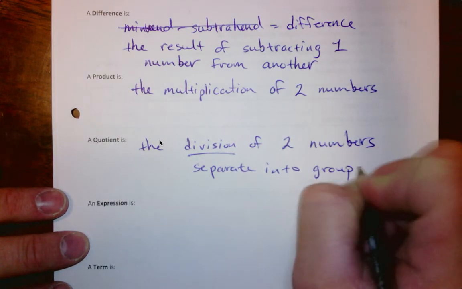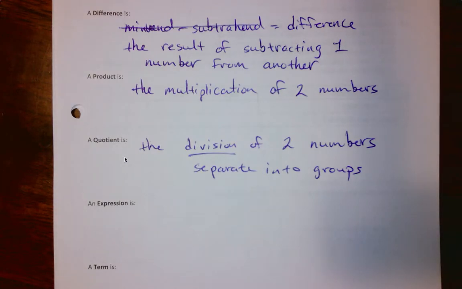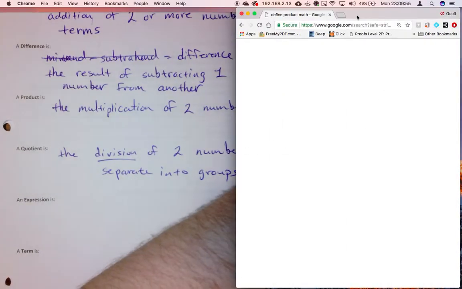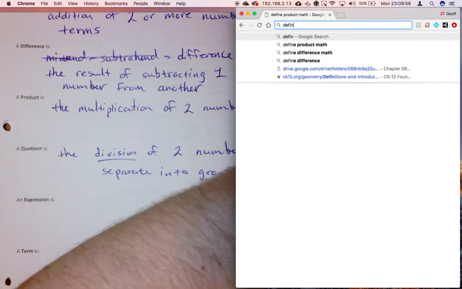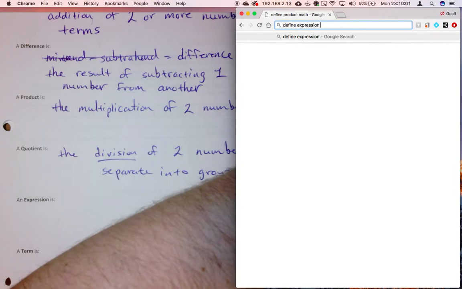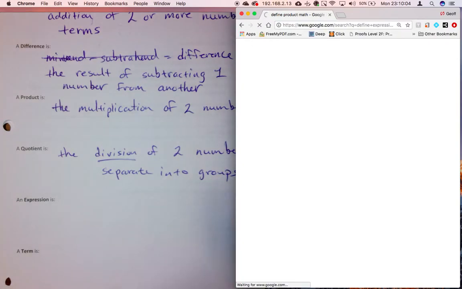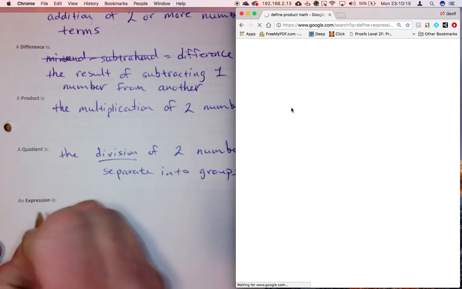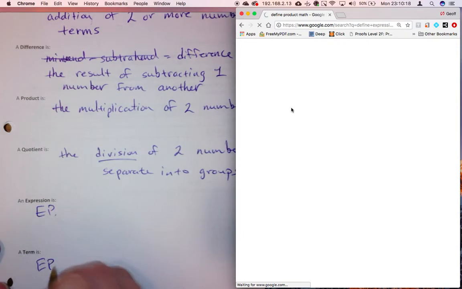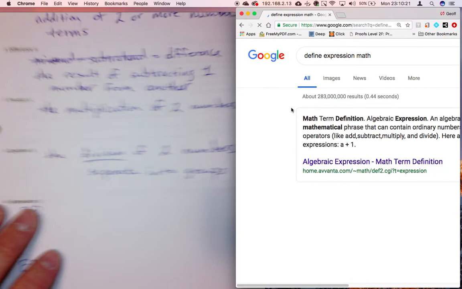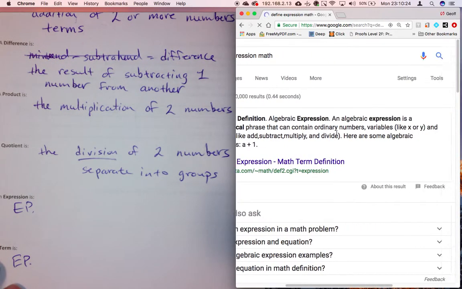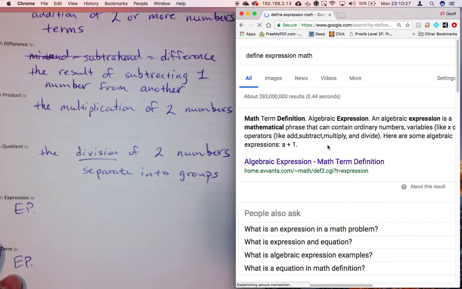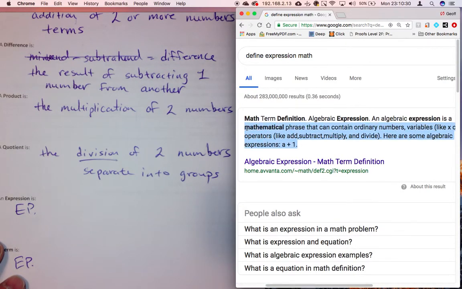Okay. An expression. I mean, I have a way for us to talk about this one, but let's go ahead and define it. Define expression math. Let's see what we get. Tell you what, because I'm having the technical difficulties, I'm going to put this as extra practice. Oh, we got it. An algebraic expression is a mathematical phrase.